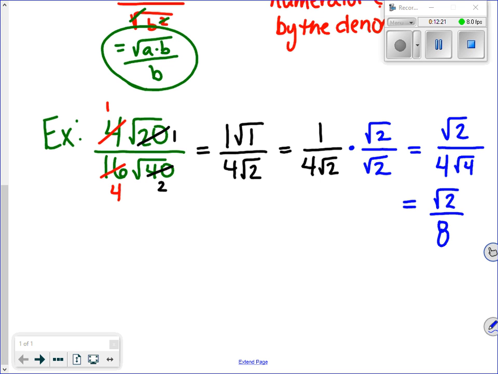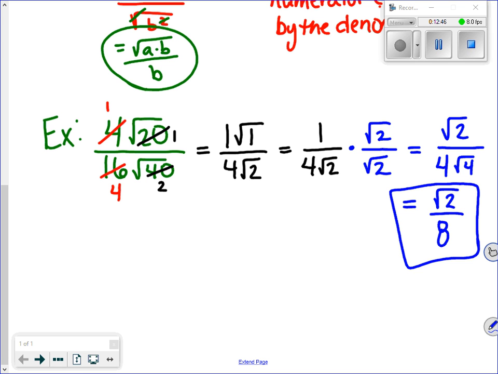Can these reduce, the 2 and the 8? No, one of them is under a square root, one of them is not. You can only reduce if they're both outside or both underneath. And so this would be your answer. So you're going to check, do you have a square root still in the denominator? No. Can your square root simplify? No, square root of 2 cannot simplify. Can anything else reduce? No.